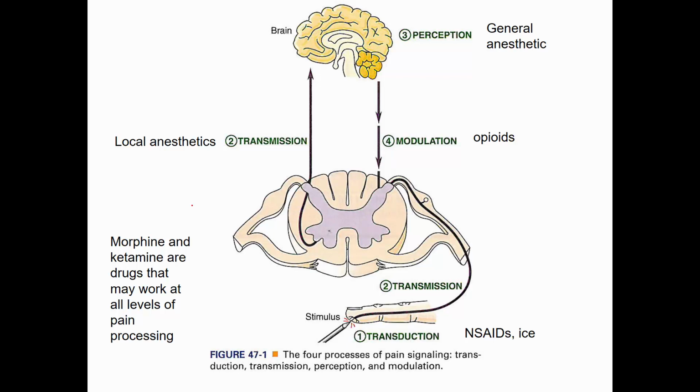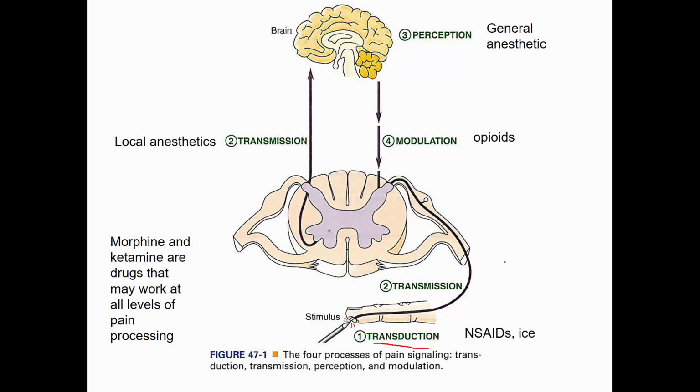You can expand on this framework by thinking about how things interact with things. Transduction happens at the receptor. Why do we put an ice pack on things? Why do we give people NSAIDs, like ibuprofen? Well, ibuprofen is going to block the production of prostaglandins. That's going to decrease transduction of pain. You put ice on something, that interacts with transduction and certainly transmission of pain perception.